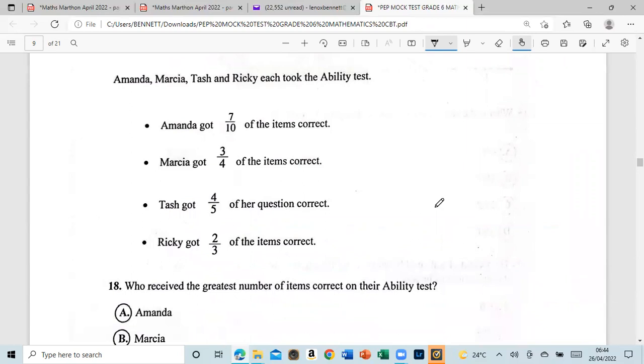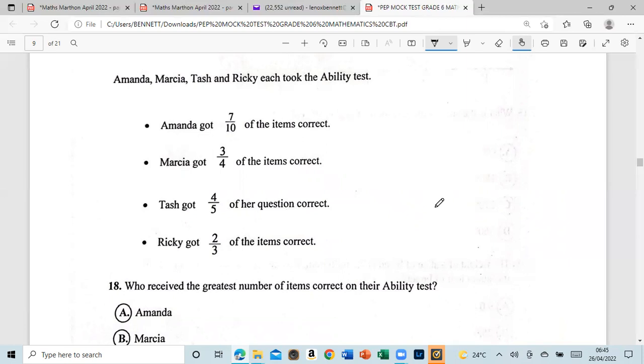All right, Amanda, Marcia, Tash, and Ricky each took the ability test. Amanda got 7 out of 10 items correct. I guess it's a different test. Marcia got 3 out of 4 correct. And Tash got 4 out of 5 questions correct. Ricky got 2/3 of the items correct. Now they say, which of them received the greatest number of items correct on their ability test? I think they want us to find the percentage and the best percentage.